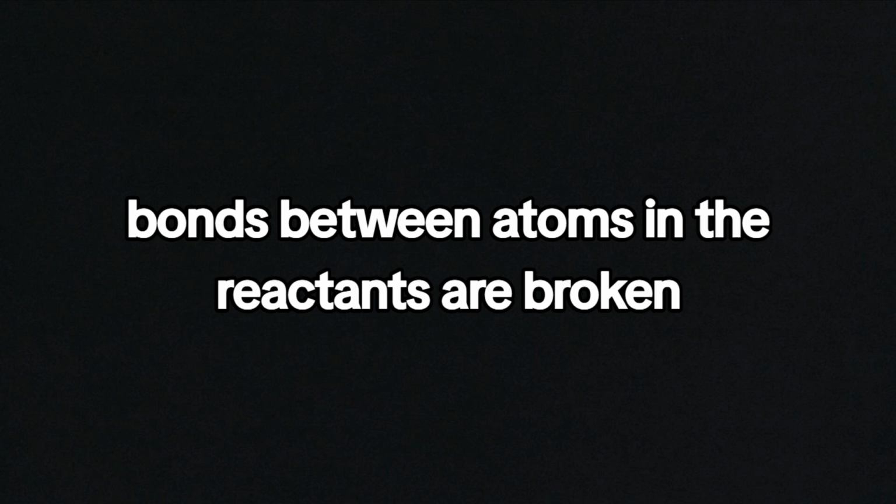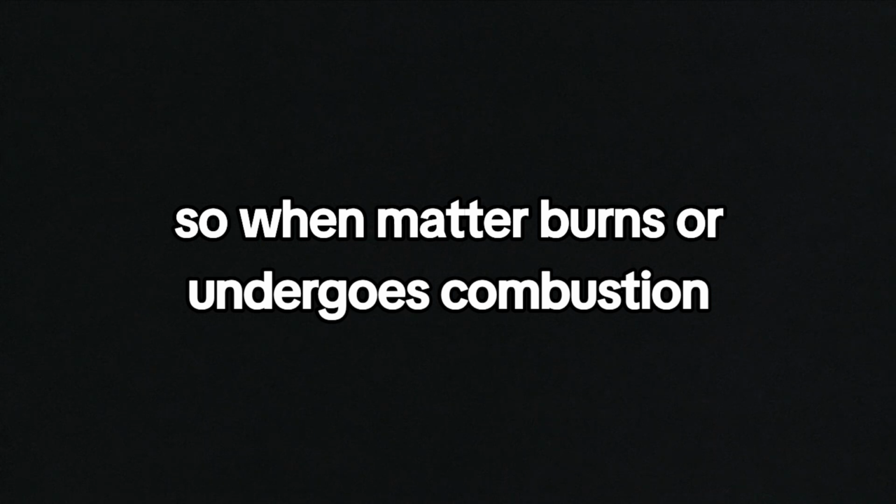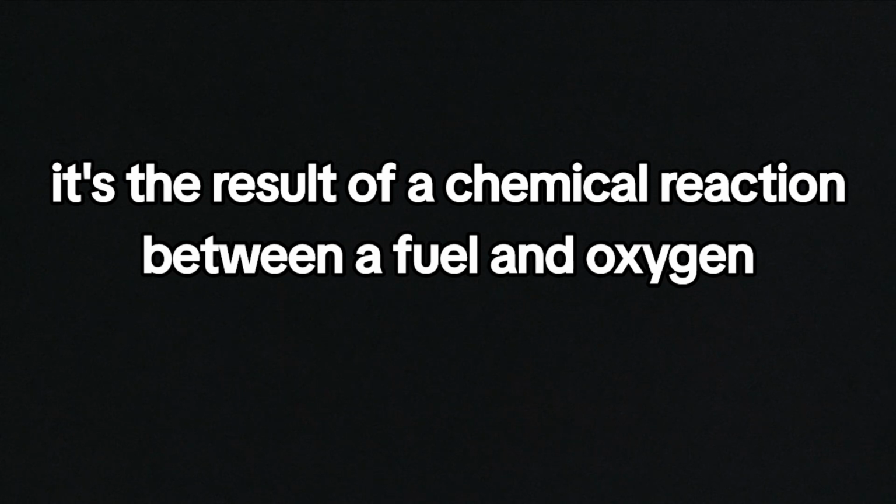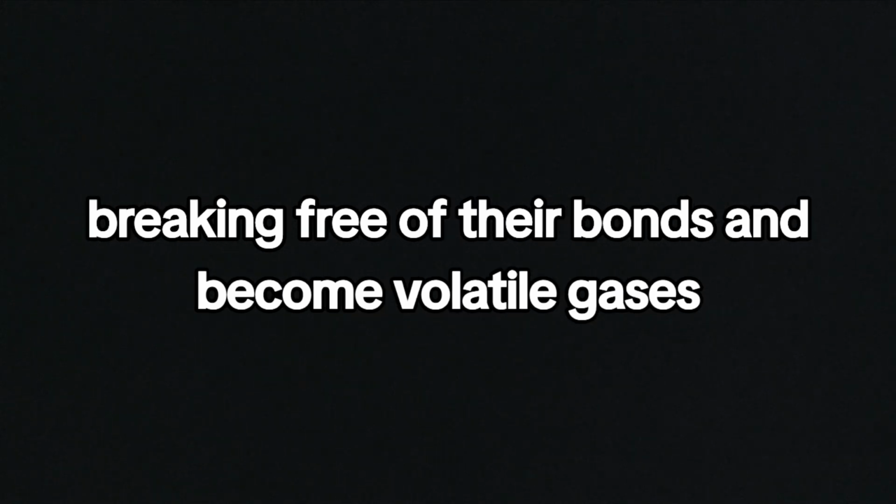Bonds are broken. In a chemical reaction, bonds between atoms in the reactants are broken. So when matter burns or undergoes combustion, it's the result of a chemical reaction between a fuel and oxygen at high temperatures. The fuel's atoms heat up and vibrate, breaking free of their bonds and becoming volatile gases.